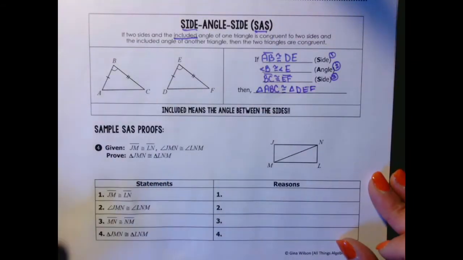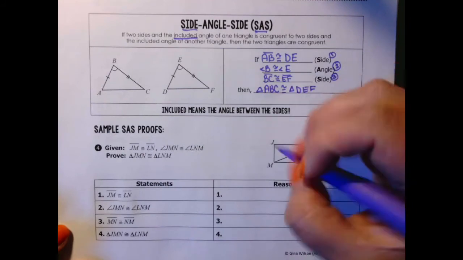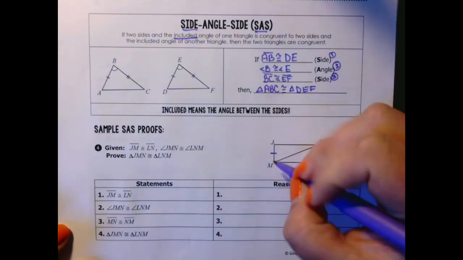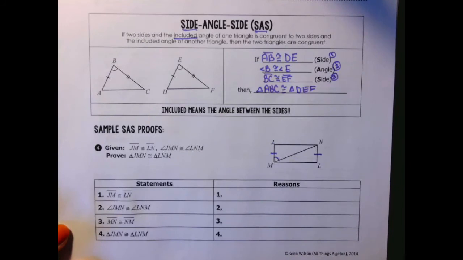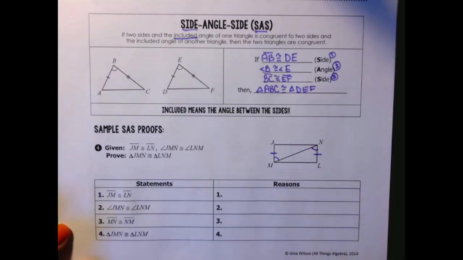Okay. Then we're going to go on to work a proof together. So number 4, I'm given JM is congruent to LN. So I have JM over here is congruent to LN. And then I have angle JMN is congruent to angle LNM. Okay? And I want to prove that triangle JMN is congruent to LNM.